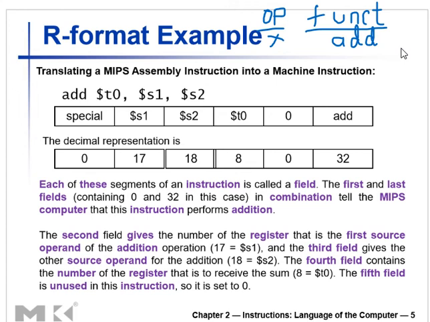Remember, we have to write everything in numbers. The machine understands only zeros and ones. So what is the number equivalent for add? It is 32. Can you see here? This is the function code. The function code is add, and the number equivalent of the function code is 32.